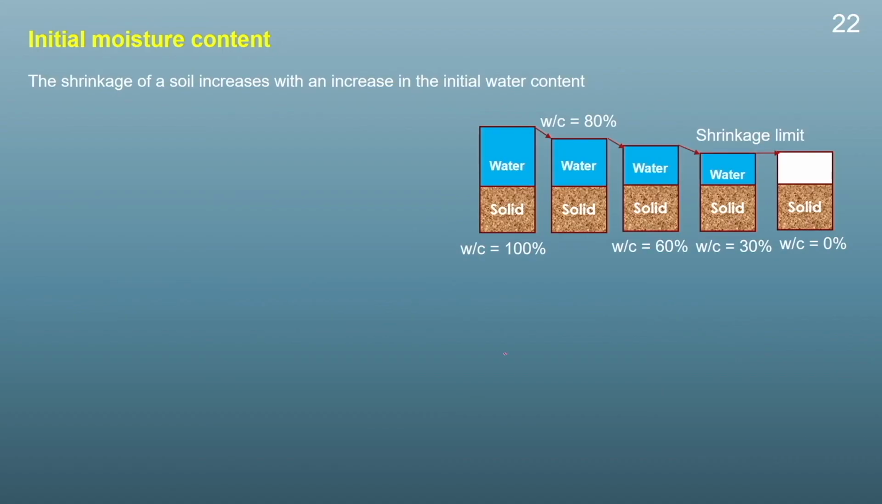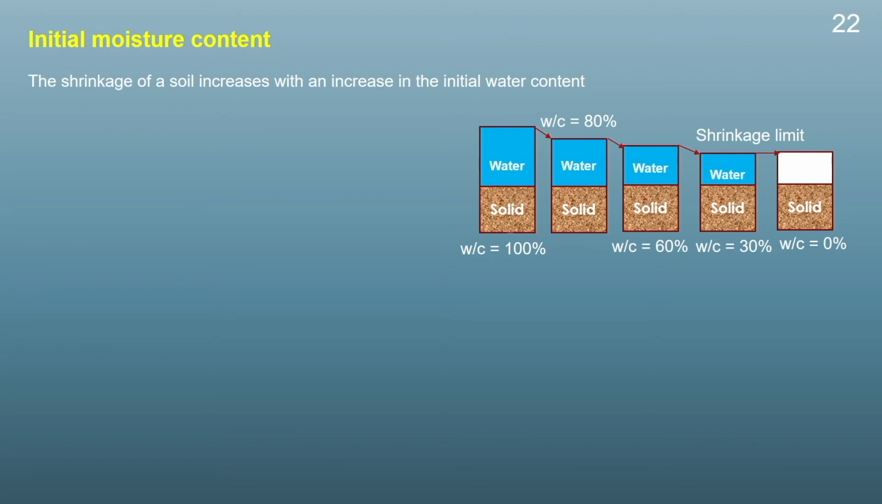Another most important factor which controls the shrinkage behavior is the initial moisture content. Depending on how much water is present in a soil, the shrinkage behavior of the soil will be different. If we take two soil samples with different amounts of initial water content and we dry them, then we will get two different values of total shrinkage.